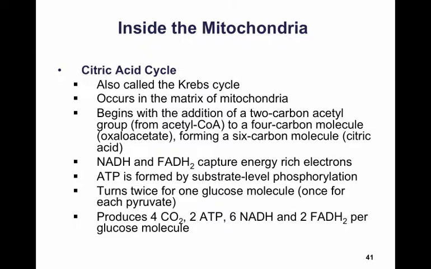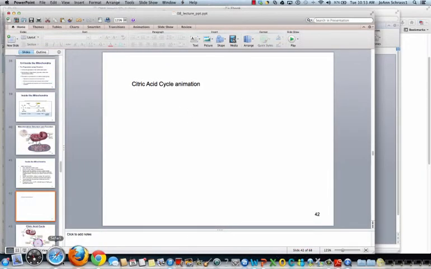The citric acid cycle will turn twice for one glucose molecule, once for each pyruvate. We saw a cycle before when we looked at photosynthesis, the Calvin-Benson cycle. Here is another cycle, the Krebs cycle, or citric acid cycle. The end products of the citric acid cycle are 4 carbon dioxides, 2 ATPs, 6 NADHs, and 2 FADH2s. We're not counting the preparatory step, where another 2 carbon dioxides were made. So let's take a look at an animation of the citric acid cycle.